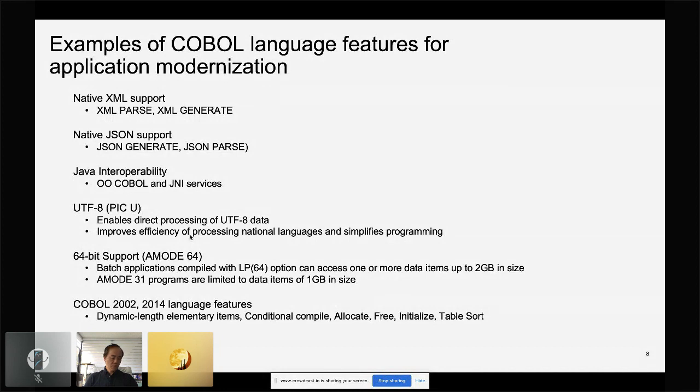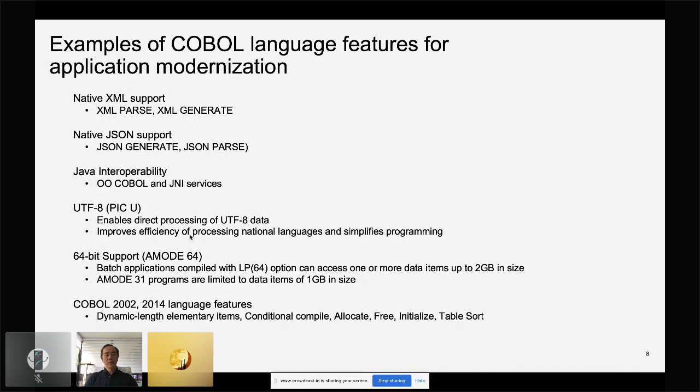We also, with 6.3, introduced 64-bit support, which is really AMODE 64, and you can compile it with the LP64 option. And this is really the phase 1 delivery of 64-bit. We understand that customers are running out of addressing space because data is getting bigger and not smaller, and even JSON data is getting bigger as well.